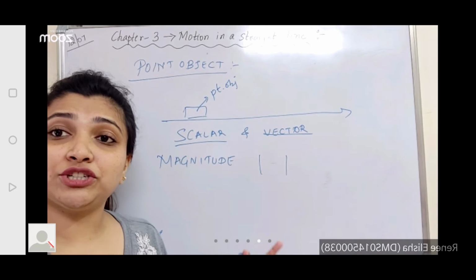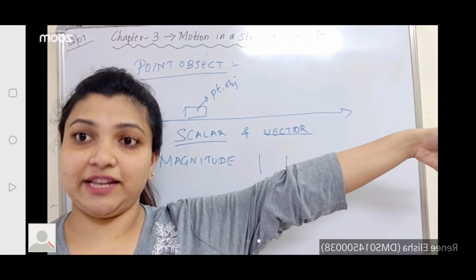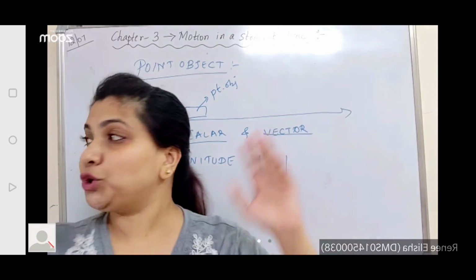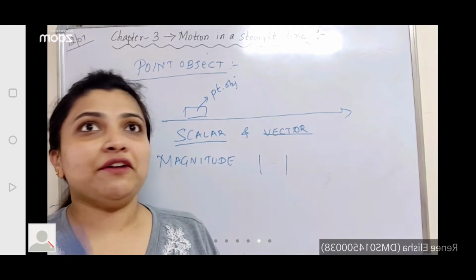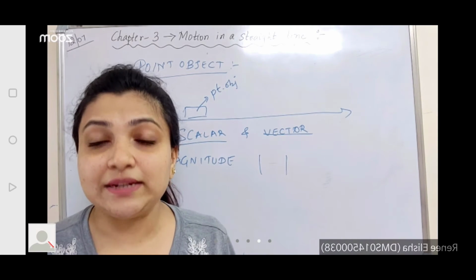Now, what do you mean by direction? If I say 2 kilometers east, then I'm specifying direction. 2 meters north, I'm specifying direction. 2 meters west, I'm specifying direction here. Right? So that is called direction. East, west, north, south, all these are called direction.